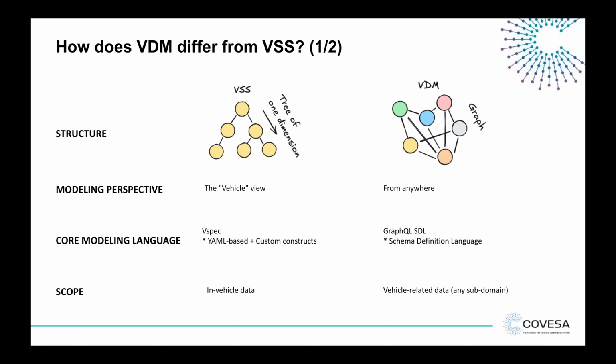And the scope, yes, it's not just limited to vehicle data. It's any subdomain or any domain which can interface or interact with the vehicle data. Now, you can have the vehicle signal specification defined in VSS and the rest of the domain defined in VDM, and then a relationship can be established between them, or you can define everything in VDM as well.